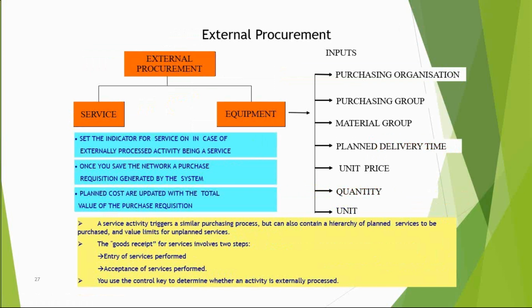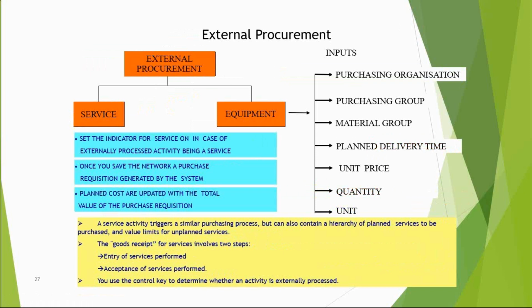So how exactly is it going to determine whether my activities are internal activities, external activities, service activities or cost activities? It will be determined through the control key. The control key is the one which determines whether this activity is an internal activity, external activity, service activity or cost activity. I will show you what exactly the control key is and how we are going to change it.